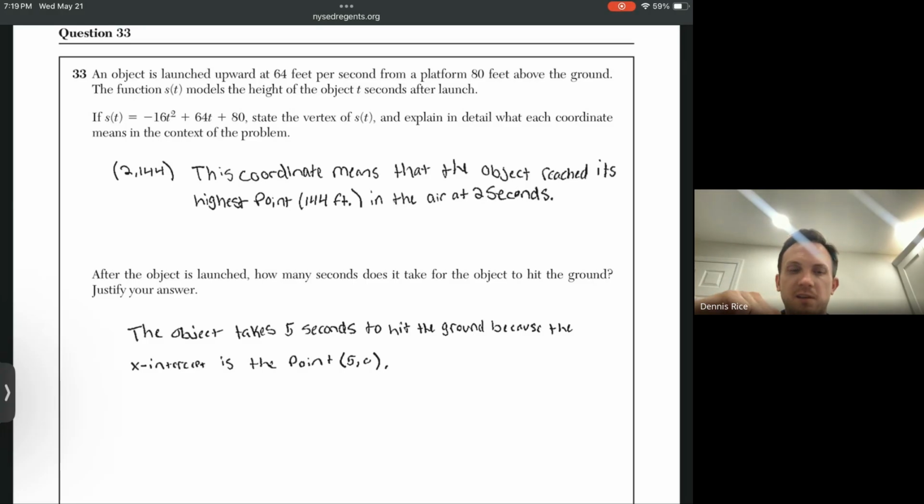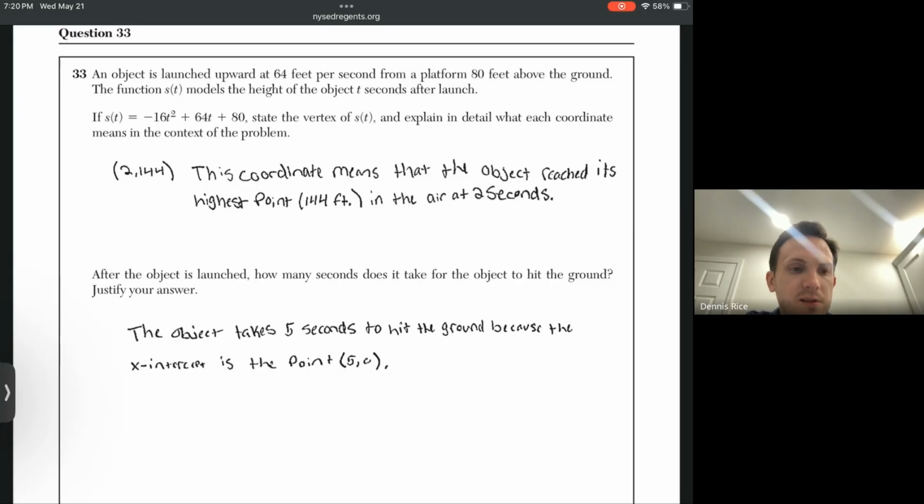Anytime we see context, what does that mean? Talk about the nouns in the problem. So what does 2 mean? What does 144 mean? This coordinate means that the object reaches its highest point, 144 feet, in the air at 2 seconds. Perfect explanation. After 2 seconds, it reaches its max height. You want to throw all those keywords in there. What does 2 mean? What does 144 mean? And you also want to highlight that the vertex is that max, that peak.